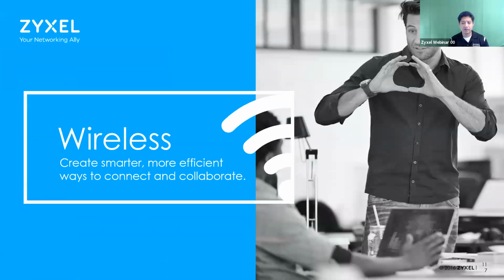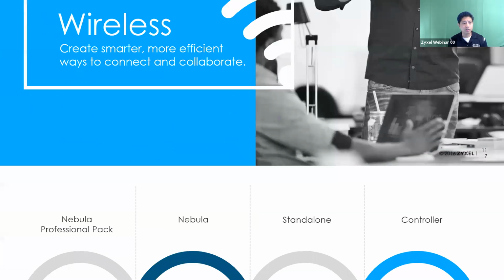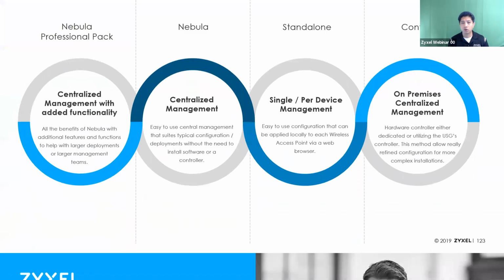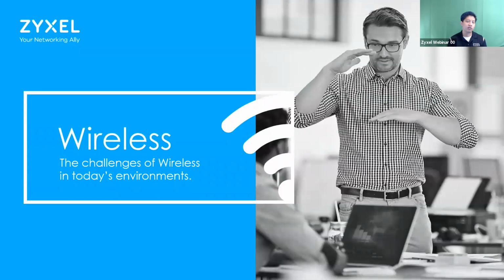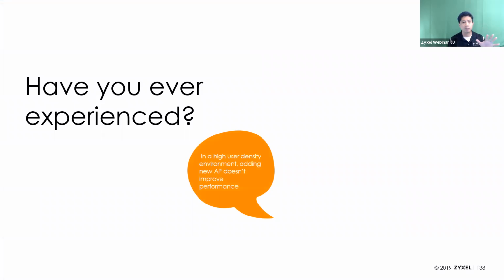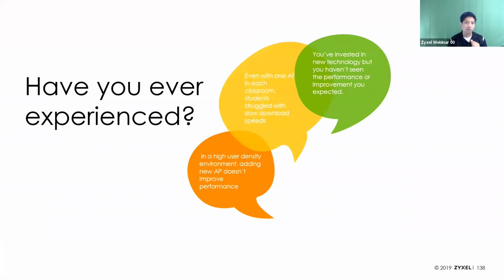So wireless is the other major solution that we offer. Again, we can use it within Nebula or as standalone or in a controller mode. So what are some of the challenges of wireless today? Most of the time it's, I can't get connectivity, I don't have coverage. Have you ever experienced where you have a lot of people in the area, and putting in more APs or even the new technologies doesn't improve the performance? Or if you're building smart classrooms, kids and tablets are having issues getting the speeds that they need, or you've invested in new technology and haven't found any improvement in the performance of it?